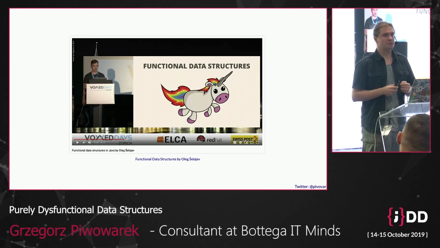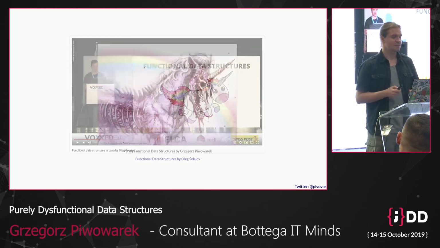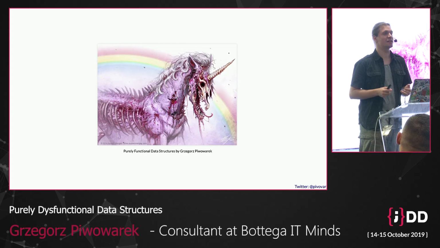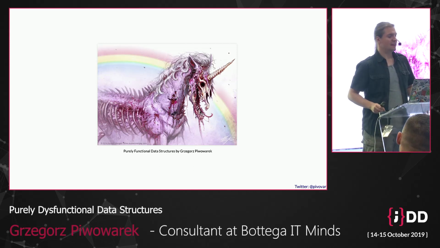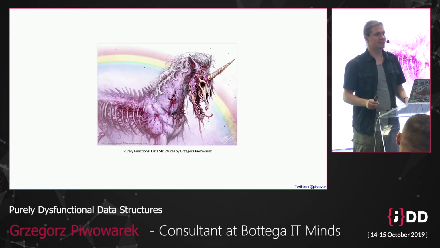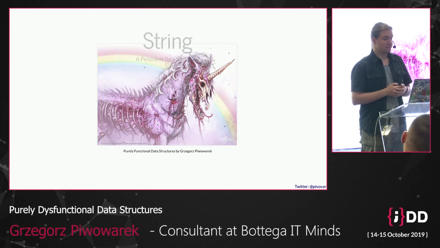So after playing around with immutable data structures and persistent data structures, I figured out that the actual image is a bit closer to this one. So yes, they are beautiful, recursive, but they are not very friendly when it comes to our pure, impure and imperative machines. And I will show you why.